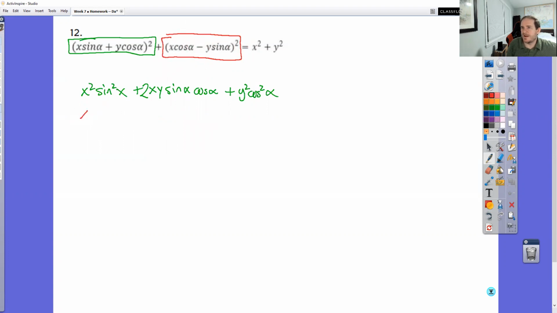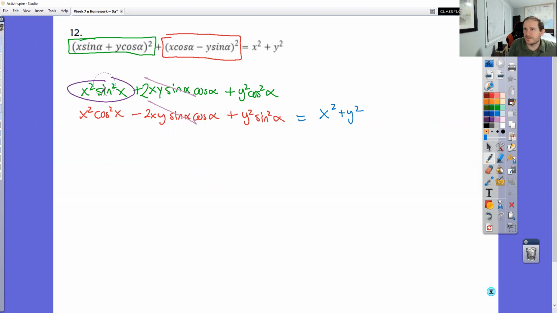So foiling this, you'll get x squared cosine squared. When you do your outers and your inners, you'll get negative 2xy sine alpha cosine alpha. And then when you do minus y sine alpha times minus y sine alpha, that'll still be plus y squared sine squared alpha. So this is the whole thing expanded, and we're wondering if that whole thing is equal to simply x squared plus y squared. Well, one great start is just canceling these. Those are gone. The next great start is pairing up these terms that have x squared in common.